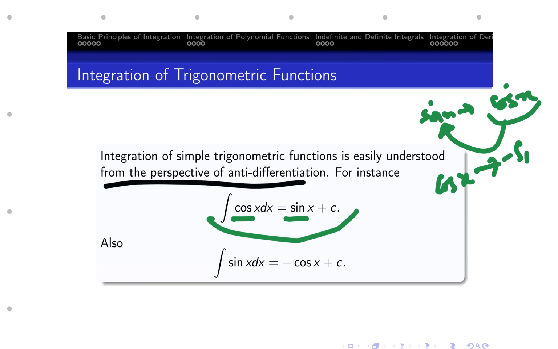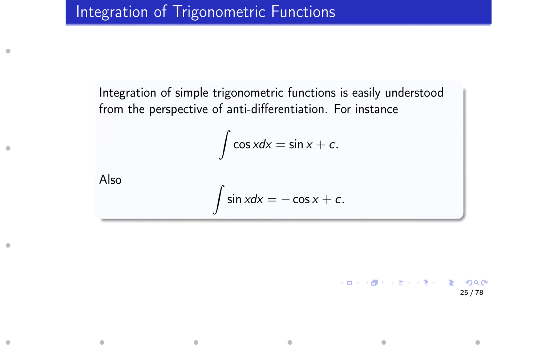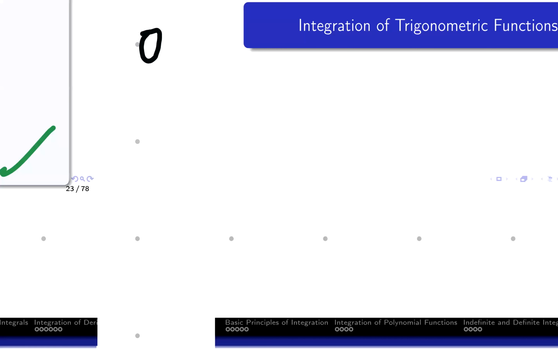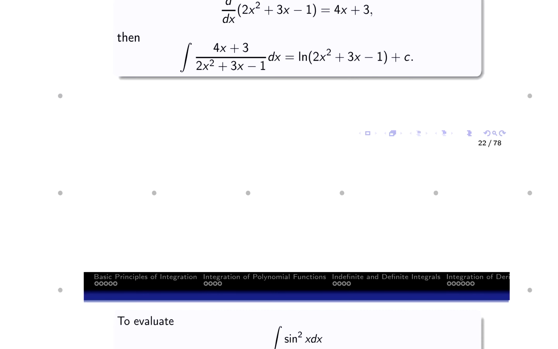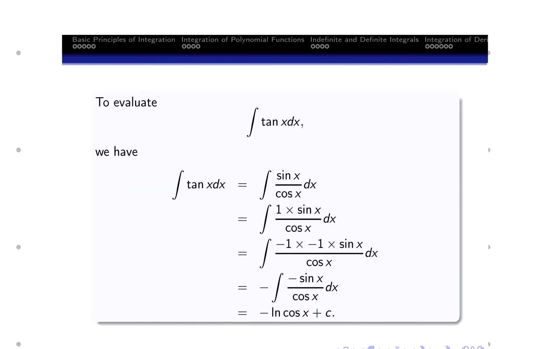Okay, so let's delve into some more serious things, having this as a background. Differentiate sine x, you get cos x, means integrate cos x, you get sine x. Differentiate cos x, you get minus sine x. That means if you integrate sine x, you get minus cos x, of course, plus the arbitrary constant c. So with that, can we try to integrate tan x dx? Can we evaluate that integral?